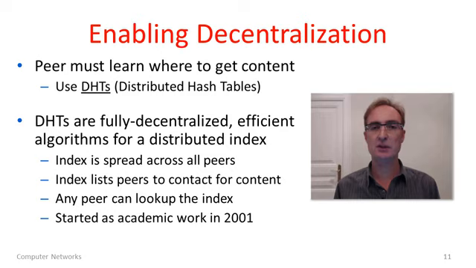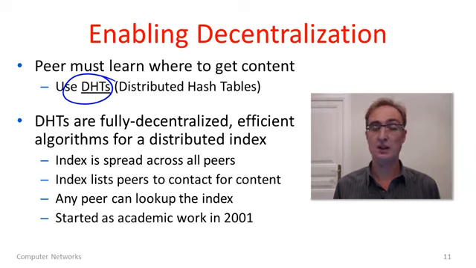And finally, in terms of decentralization, even though the set of nodes is changing, the peers in the system need to be able to learn where to get the content. To solve this problem, we're going to use something called DHTs, a distributed hash table.